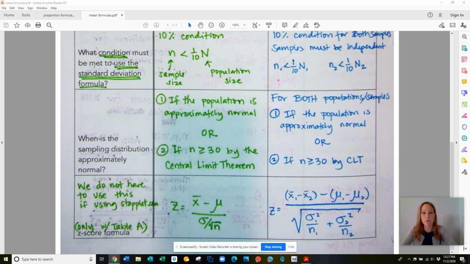The z-score formula, if we're standardizing that value, we're going to take our sample statistic, x bar, subtract the population parameter, which happens to be mu, and divide by the standard deviation for that sample size. We only need to do this if we're using Table A or if we're plugging in 0 and 1 for the mean and standard deviation in either Stapplet.com or normalcdf if you're using a TI-83, 84, one of those. Again, if we're using Stapplet.com and plugging in our parameters for mean and standard deviation, you do not need to find the z-score first.